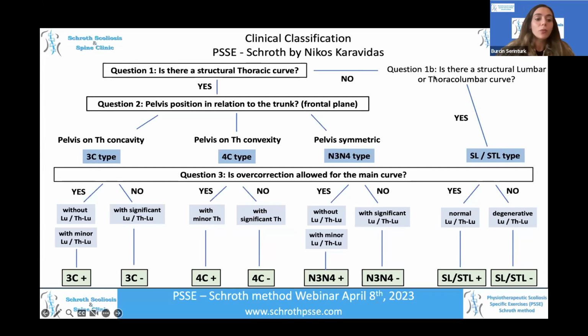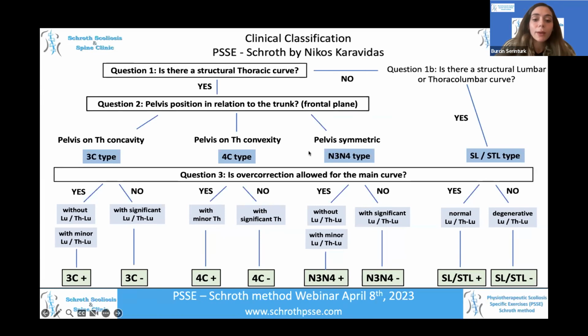For example, if we have 3C type, let's remember, we have structural thoracic scoliosis and pelvis on thoracic concavity. This is 3C type. But if we have 3C without lumbar or with minor lumbar, we call it 3C plus, and plus means overcorrection is allowed for the main curve. Main curve is thoracic for 3C type. What is 3C minus? 3C minus means 3C with significant lumbar. And of course, if we have significant lumbar also, overcorrection is not allowed for the main curve.